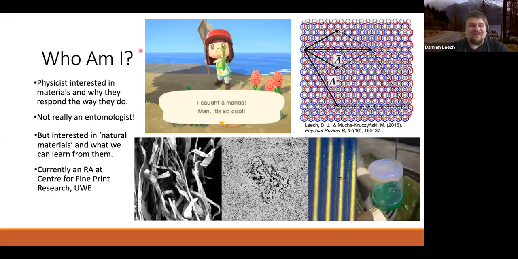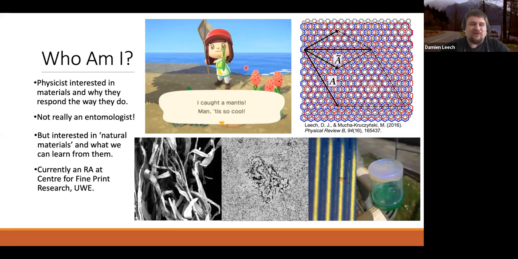So, who am I? I'm actually a physicist. I did my PhD over in Bath on the electronic structure of 2D materials. You can see a quick image from a paper I did ages ago. My work these days revolves around materials. I'm really interested in the way they look, the way they act, the way they respond, and why it is that they respond in that way.